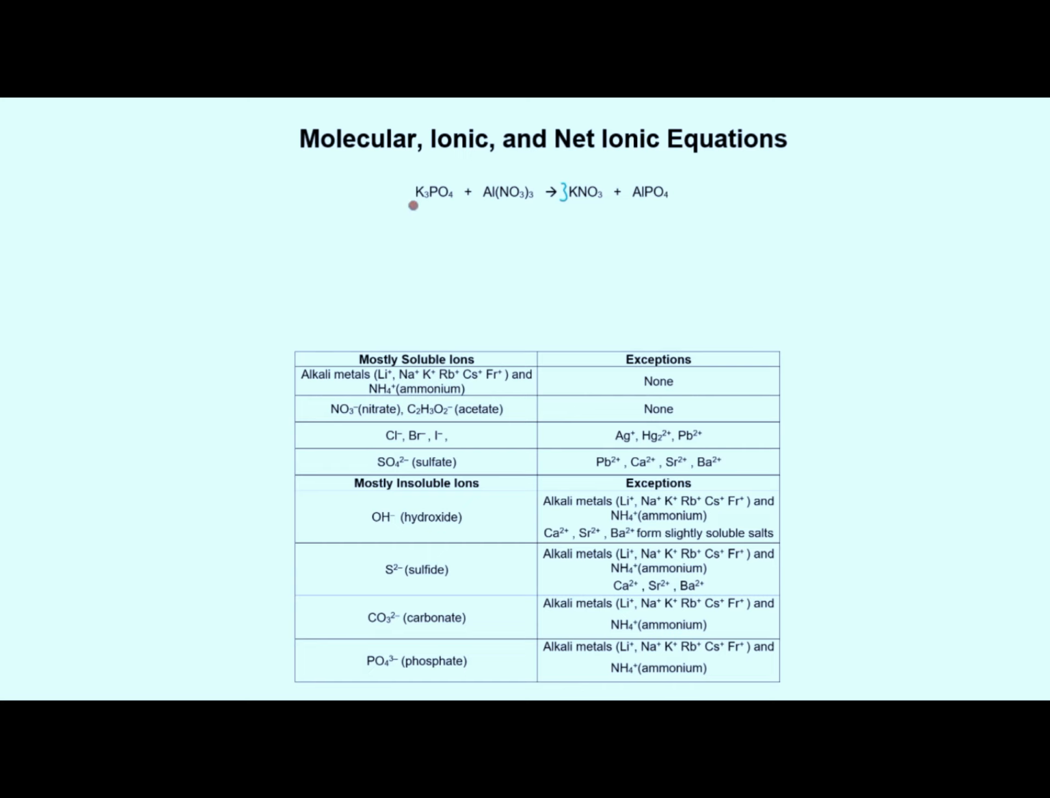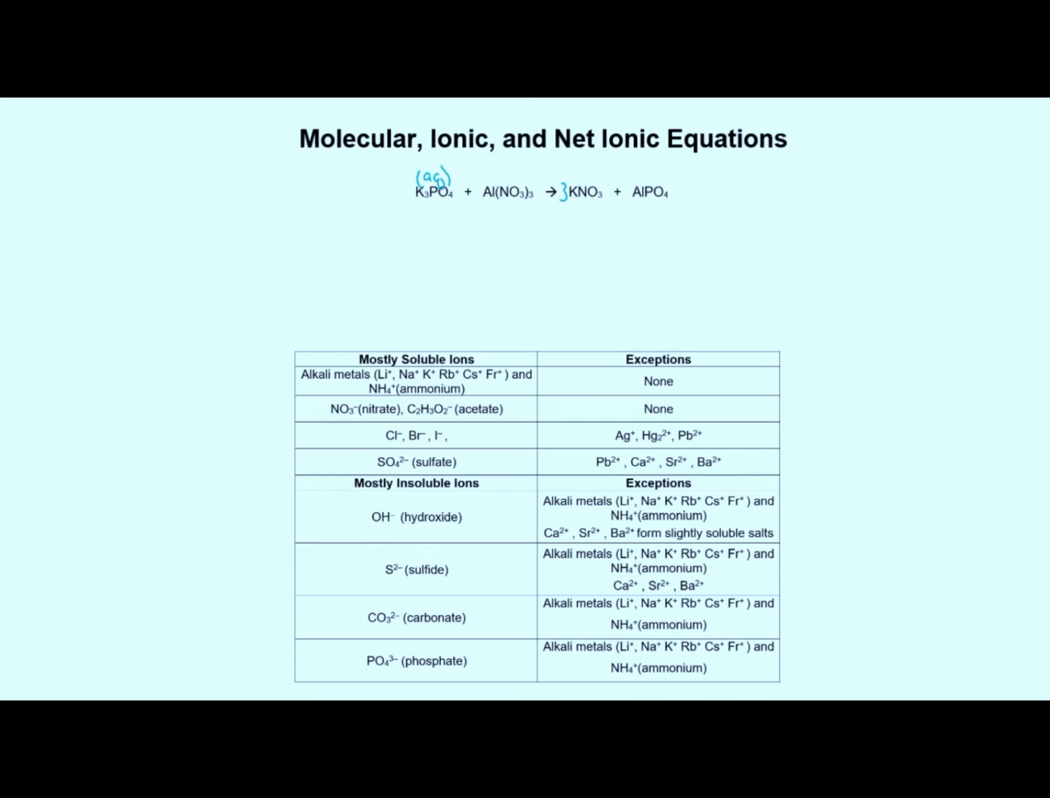So starting with potassium phosphate. I do have a rule for potassium. It is an alkali metal. It is a soluble salt and there are no exceptions. So I can be confident that potassium phosphate is soluble. So let me go ahead and put an AQ above potassium phosphate.